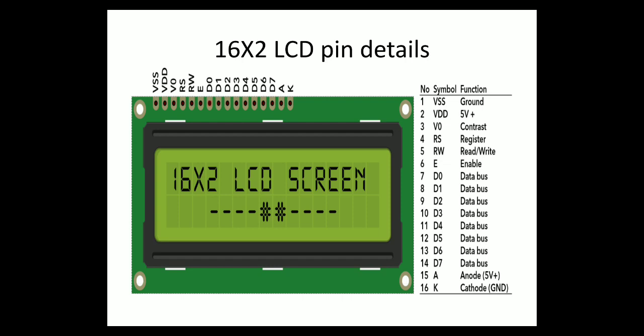Next, data lines. Whatever you display on the LCD, the data has to be sent from a controller or from a device. So it has 8 data lines. It means that it can read 8 bits, and those 8 bits are data bits. They are from pin number 7 up to pin number 14. Therefore they are called the data bus. An 8-bit data bus is used by LCDs.